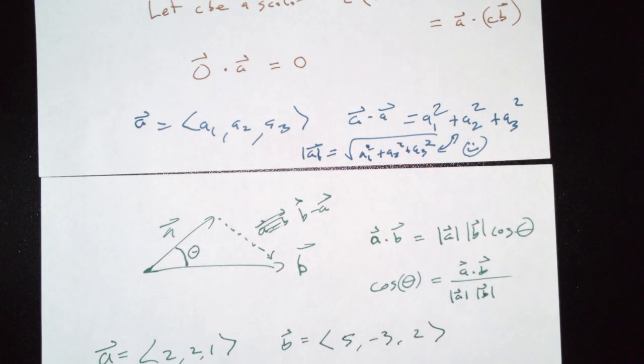Okay. 2, 2, 1 is forward, left, up. 5, -3, 2 is forward, right, up. So I've got two vectors. What's the angle between them? Find theta for me.